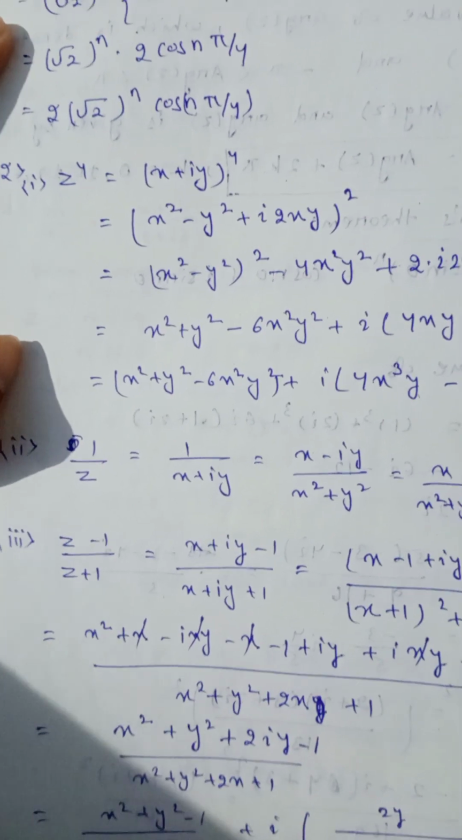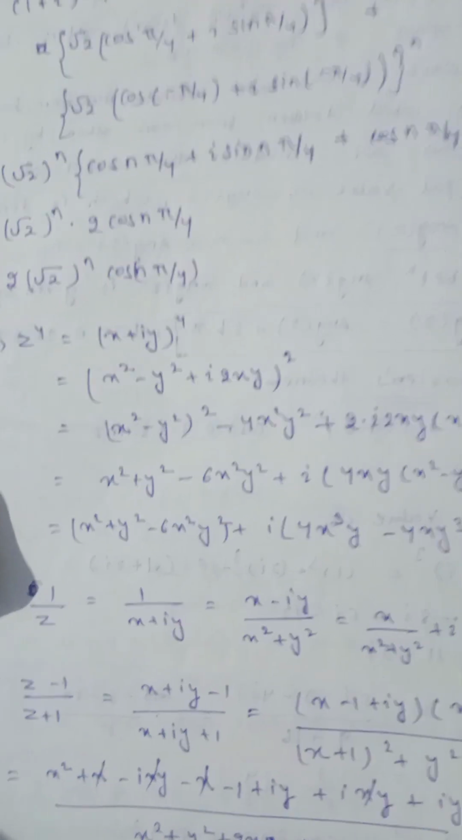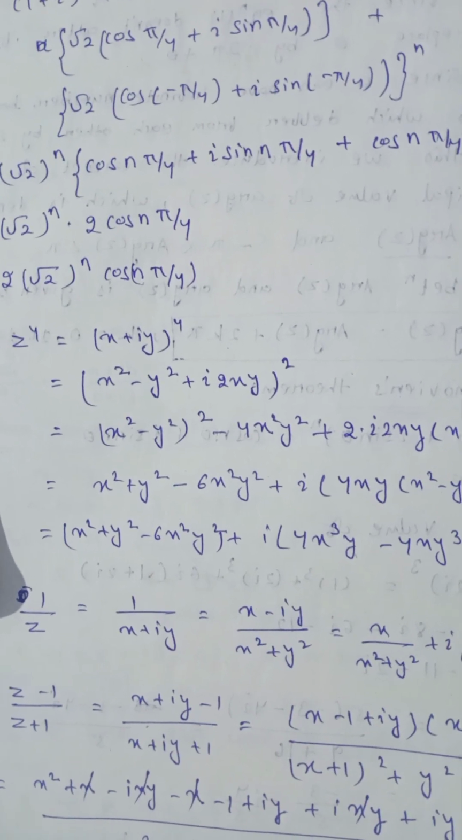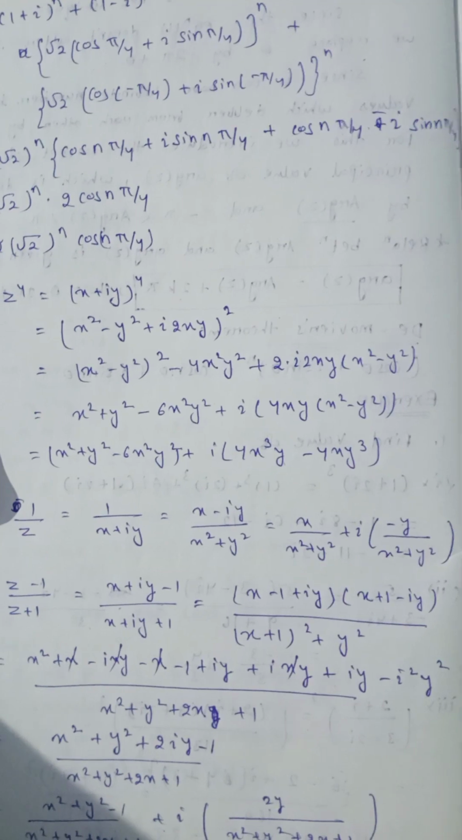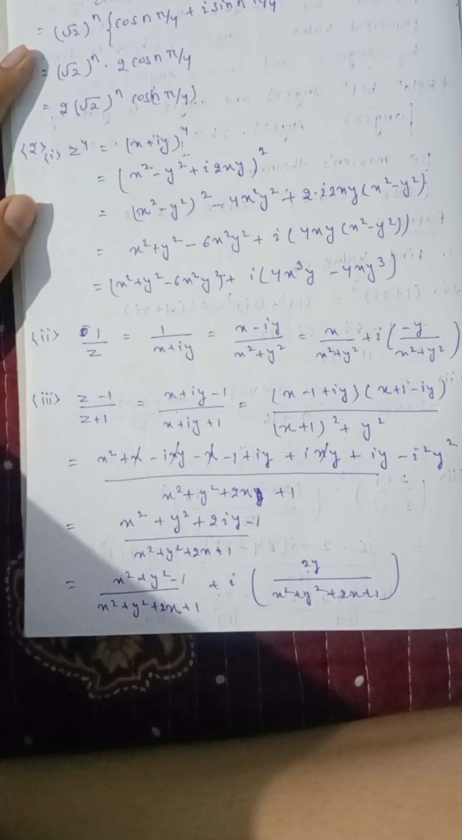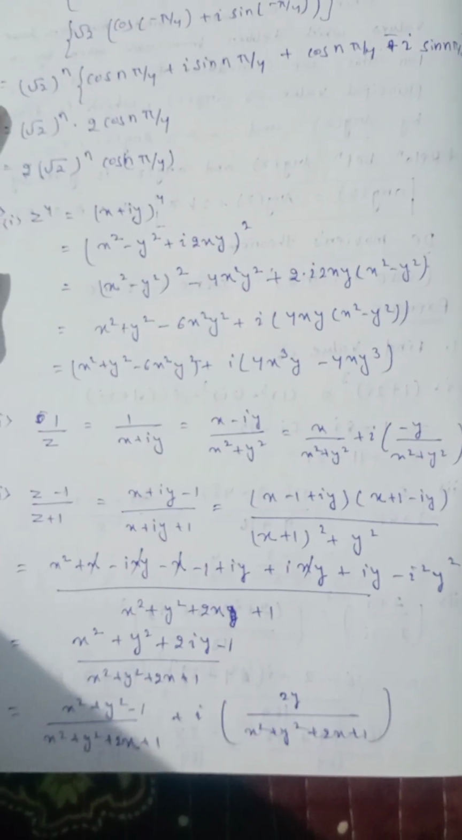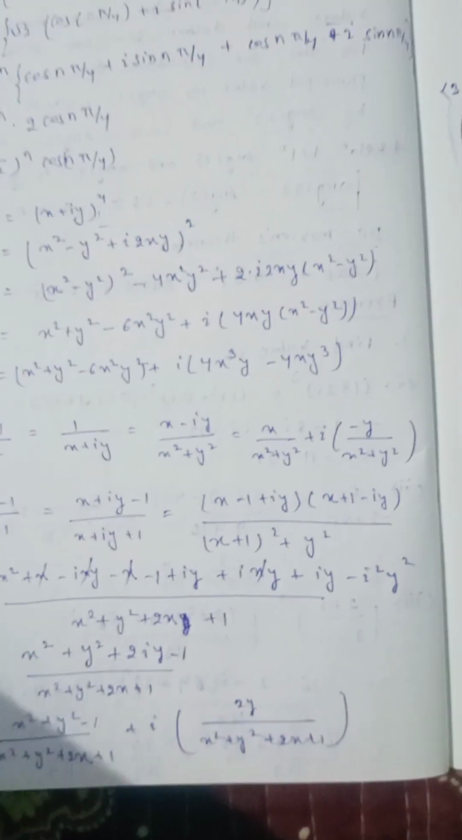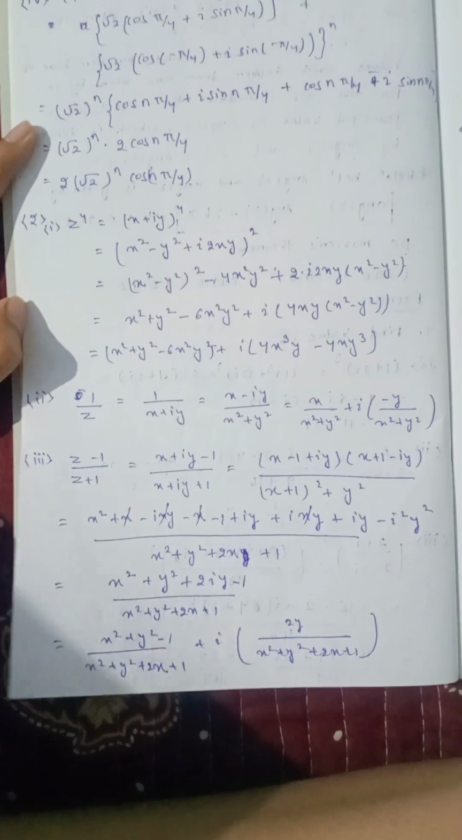Now if z equals x plus iy, then z to the fourth equals x plus iy to the power 2 to the power 2. So we can get this. And also 1 by z equals 1 by x plus iy, then x minus iy by x plus iy into x minus iy. These are very simple questions.